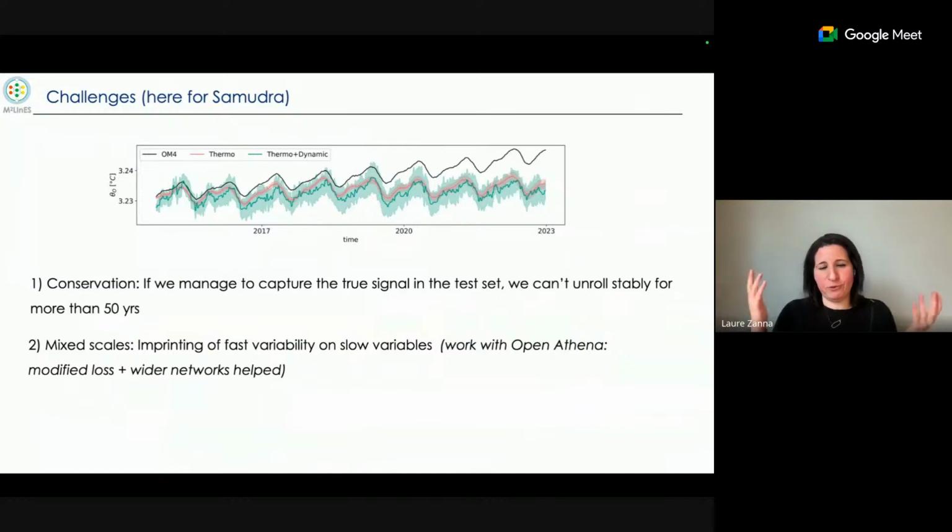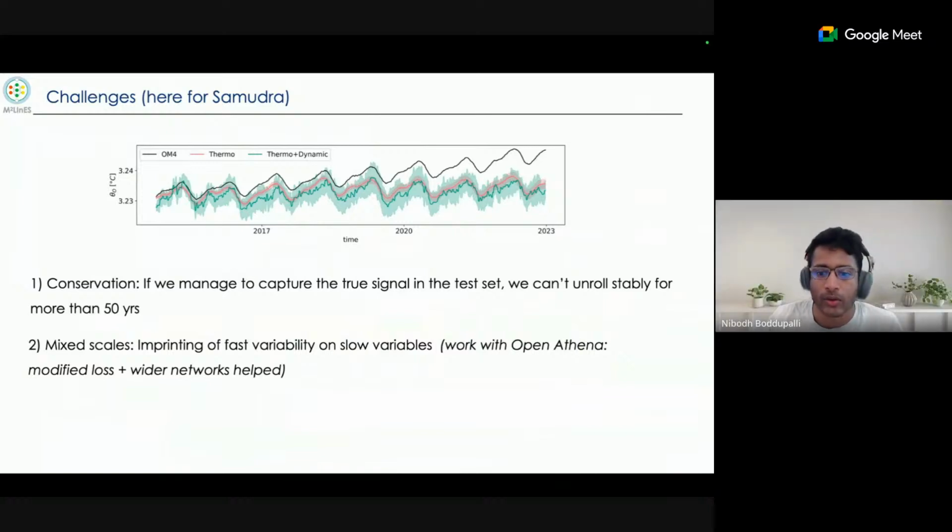And, I mean, as you know, I don't need to tell you, we're minimizing a loss. So it just gives you the minimum that it will get, but sometimes it kind of mixes up the different scales.